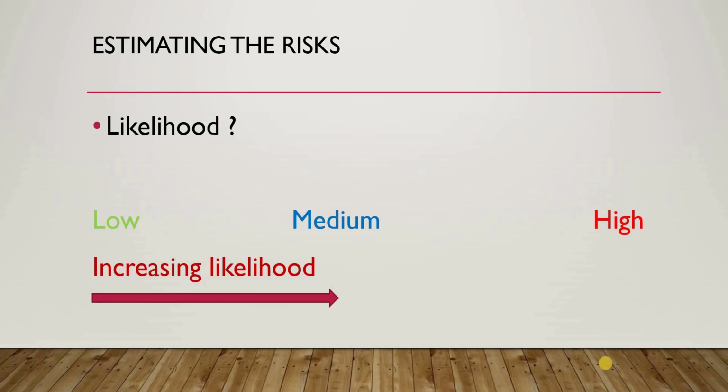Now, on what does it depend that it might have a low, medium or high likelihood? For example, if a ladder is a very supportive and safe ladder, then the likelihood of falling from that ladder is very low. But if it's not that good, then the likelihood of falling from that ladder might be medium. And if suppose the ladder is broken in some places, then there is of course a very high chance for the worker to fall down from the ladder. So we can say that from low to high it's increasing likelihood.